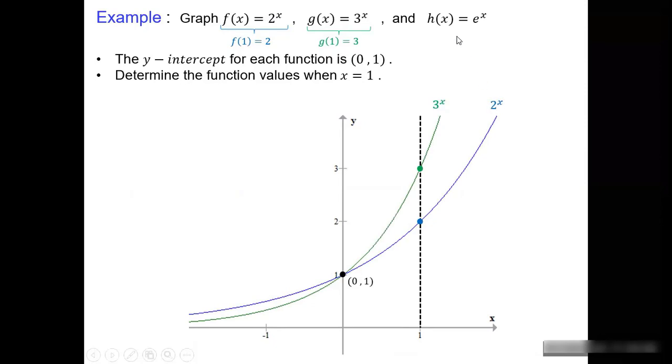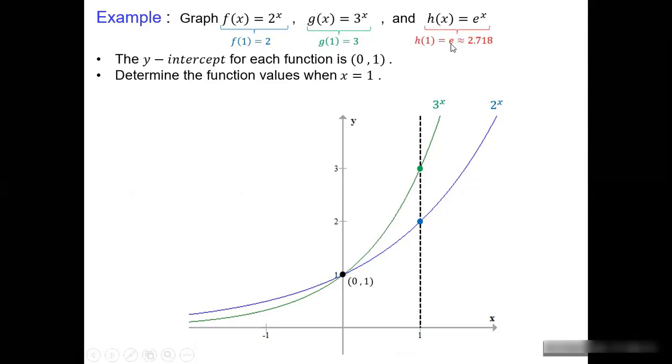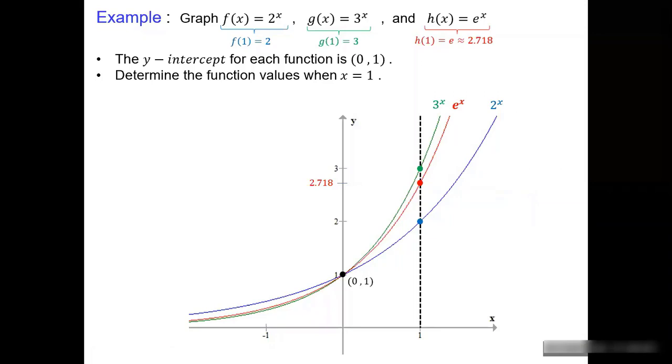But what about e to the x? Now when I plug in 1, I get e to the power of 1, which is approximately 2.718. So now plugging in 1 gives me this value at approximately 2.718. So I should see that the graph of e to the x is somewhere between the graphs of 2 to the x and 3 to the x. So graphing this type of function doesn't change anything. The only difference is that we see this base that looks like it's a letter, that looks like it's a variable, but we just have to recognize that e stands for that number 2.718.